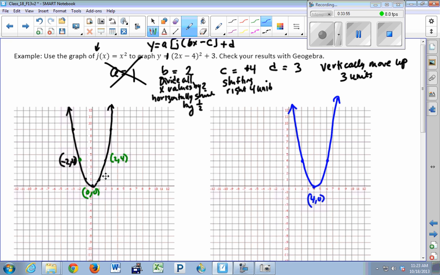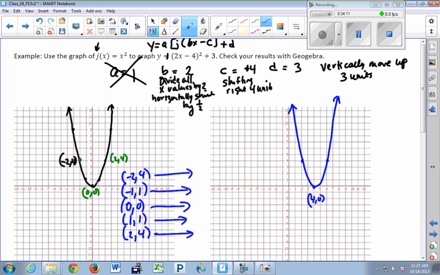Some people like to take their original points like this. I just want to give you the flavor of all the different ways you could do it. So they take their original points and draw arrows, and they write above them what they're doing: add 4 to x values. Then they get 2, 4, 3, 4, 4, 0, 5, 1, 6, 4. And then they plot those points.